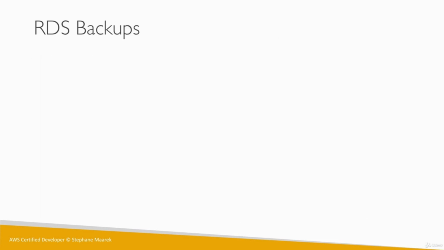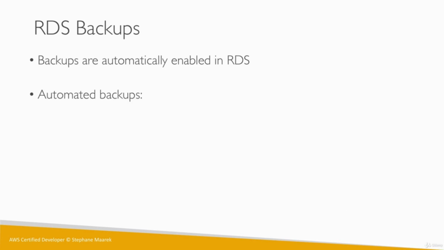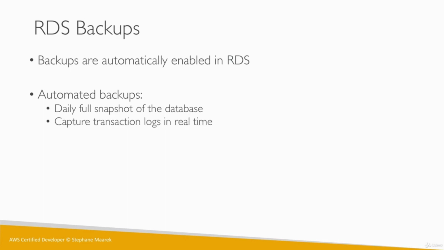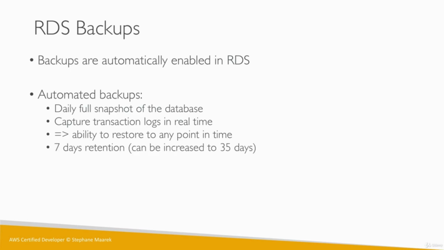Now, backups. Backups are automatically enabled in RDS, and they're automated backups. So there's a daily full snapshot of the database. Every night there will be a full snapshot of the database. And then all the transaction logs are captured in real time, so that using that transaction log, you're able to restore your database to any point in time. And that's quite a nice feature. All these backups are retained for 7 days, but you can increase this to 35 days. And that's all for the automated backups.